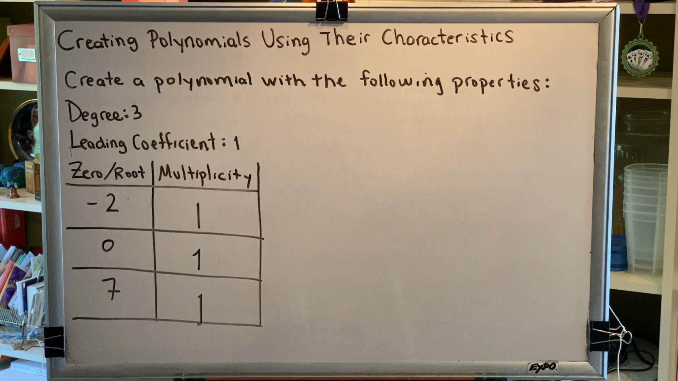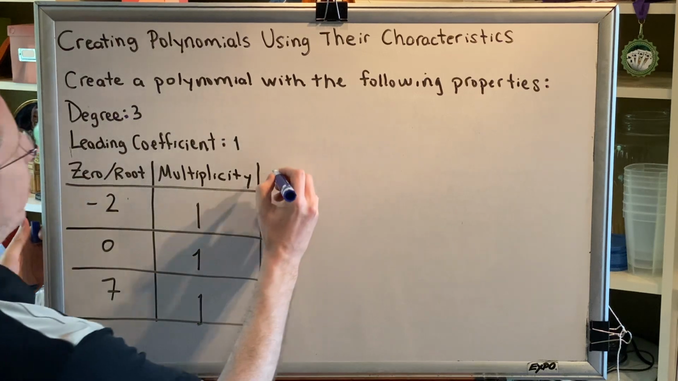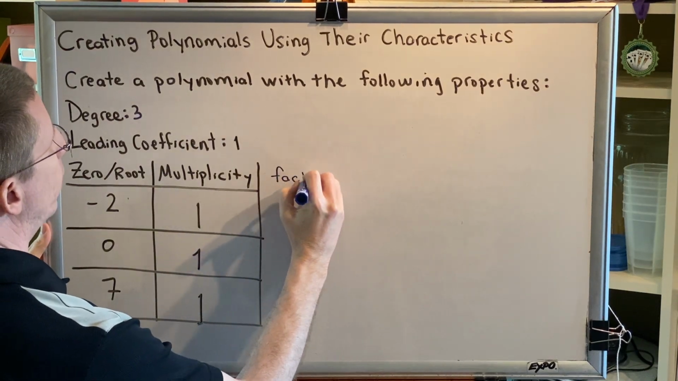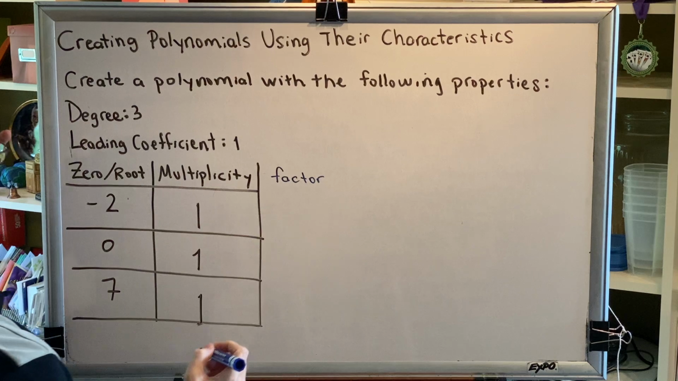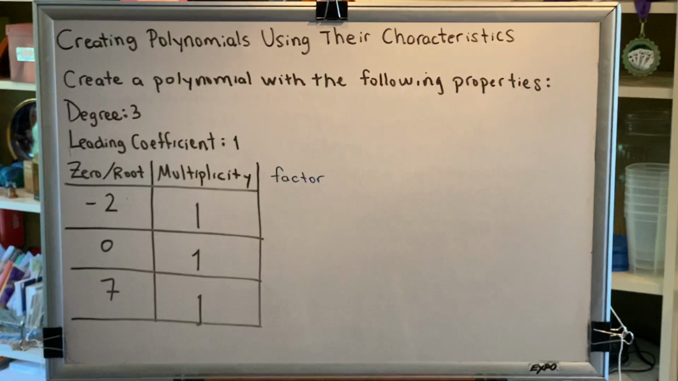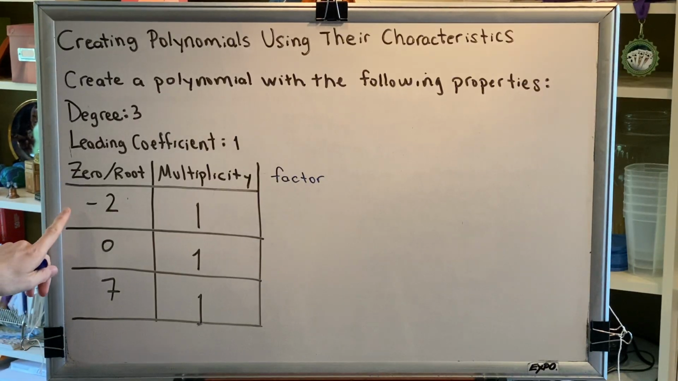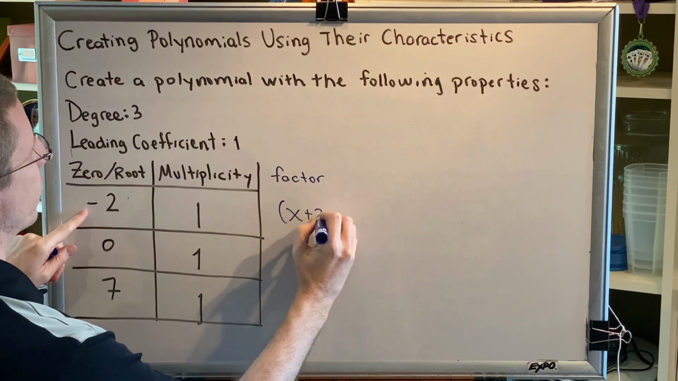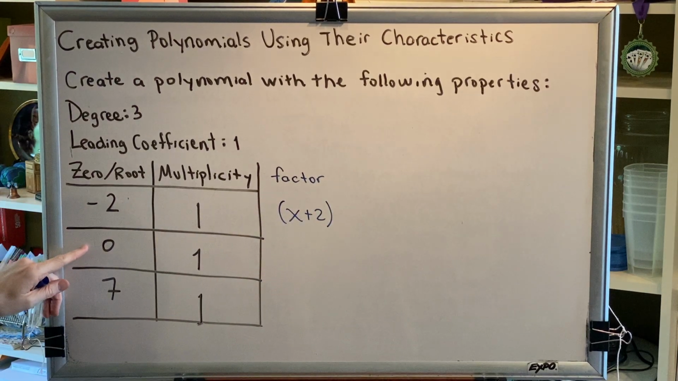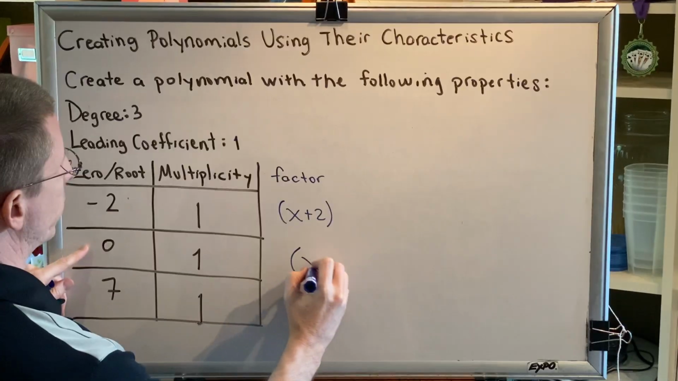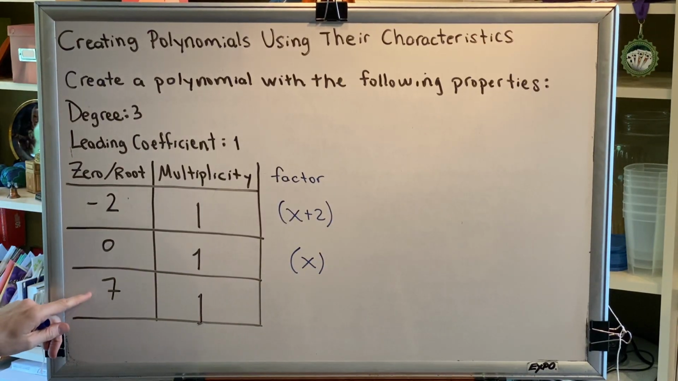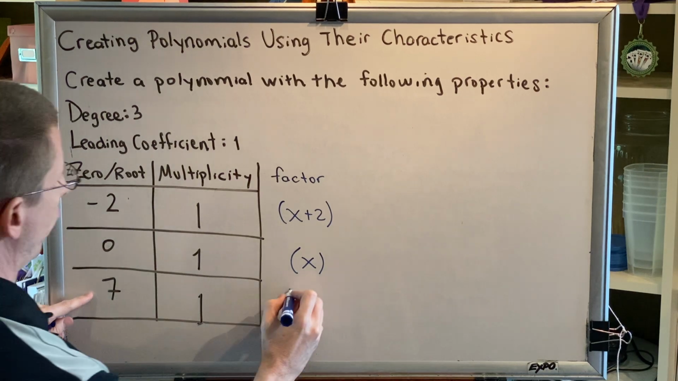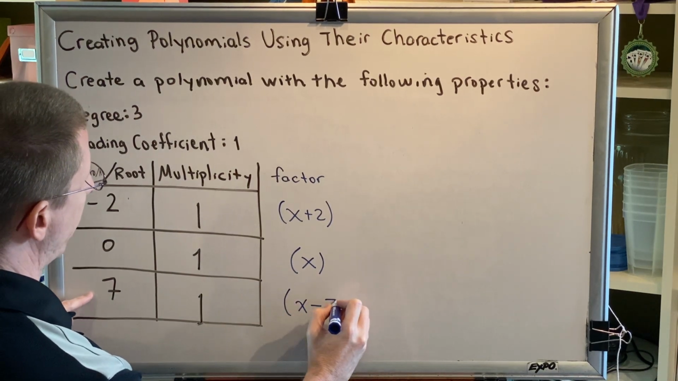Okay, so to create a polynomial, we need to be able to get the factors from the information that has been provided. So we're going to add another column to the table that is given in this problem. So the factors. We learned in another video how to get a factor based on the root. So we're going to use that skill right now. The root is negative 2, so the factor that created that root must be x plus 2. In the next row, the root is 0, so the factor that created that root must be x. And when the root, or 0, is 7, then the factor that created that root must be x subtract 7.